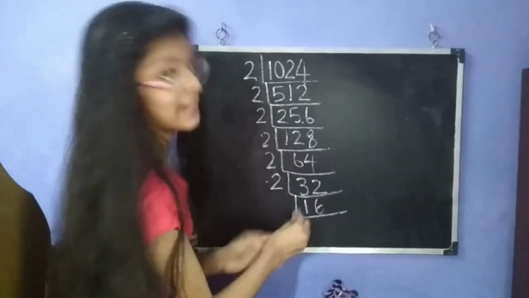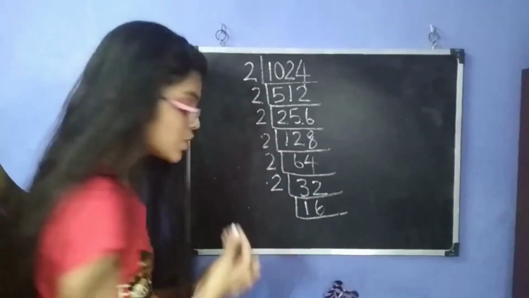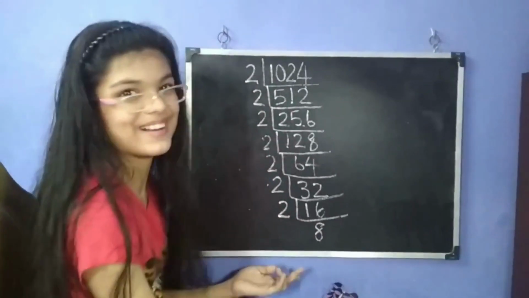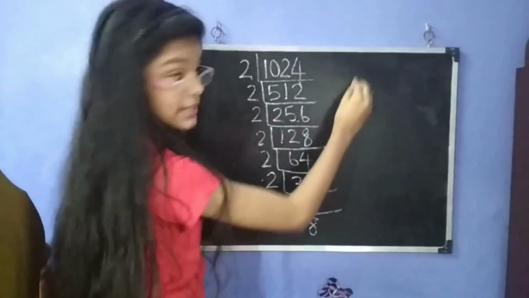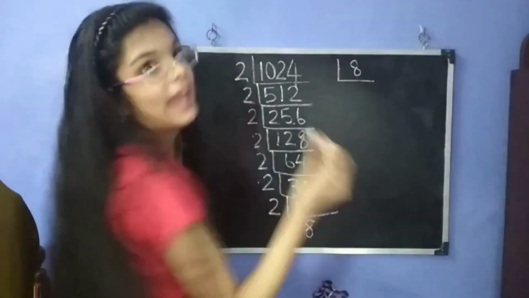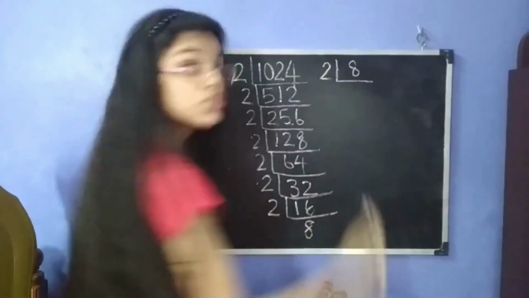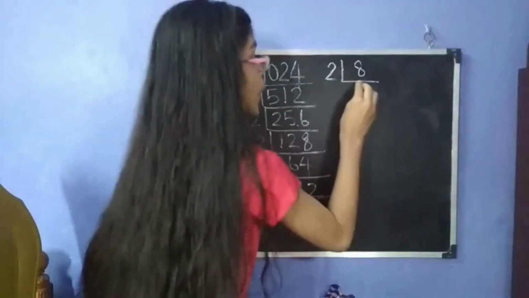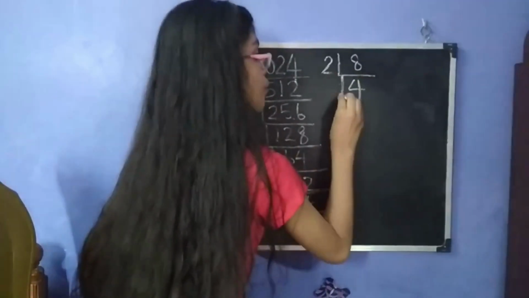Now, 16, obviously that's part of the 2 times table. So we've run out of space, so I'm just going to continue here. I'm just going to take 8, and 8 again is part of the 2 times table. So we can divide it by 2. So it's going to become a 4.